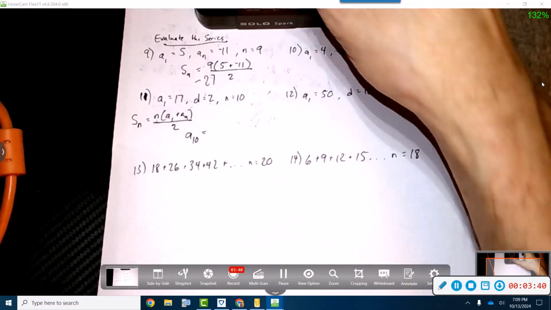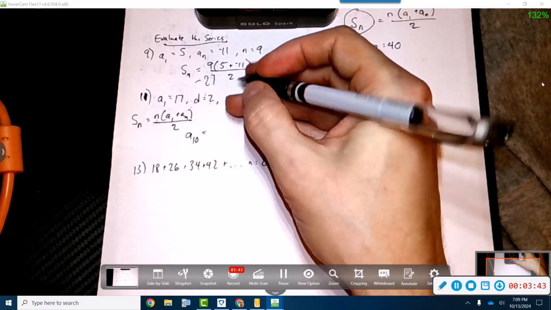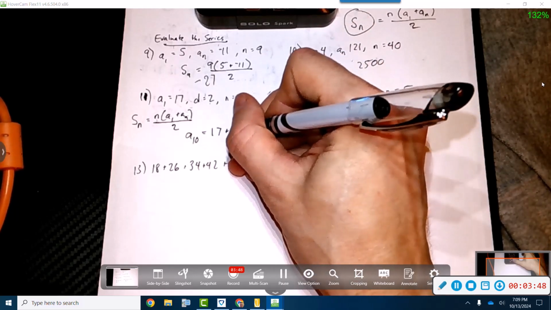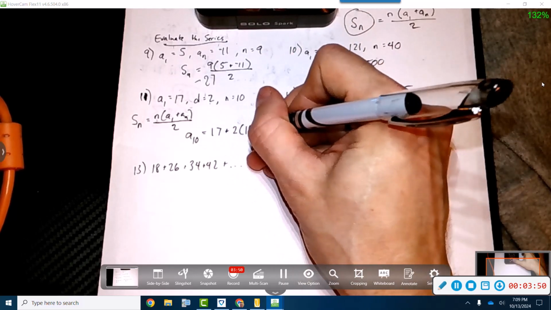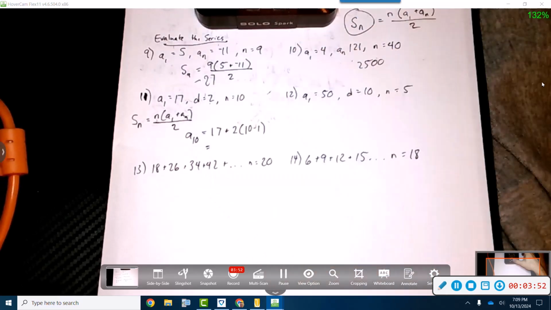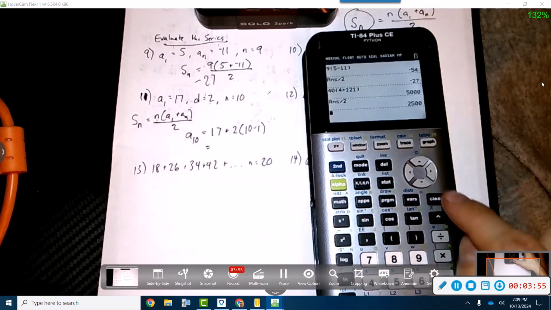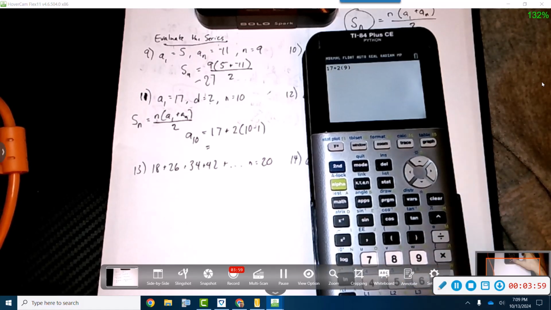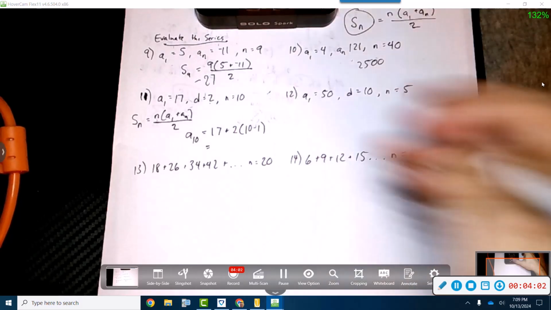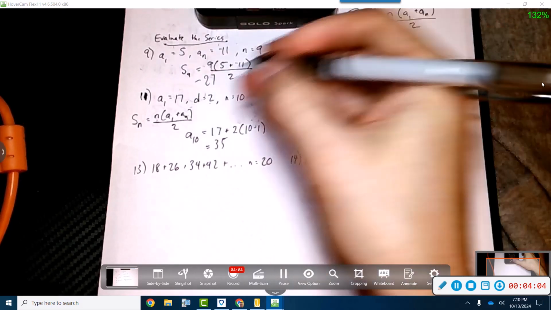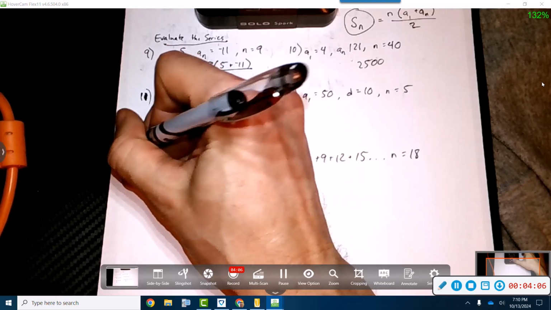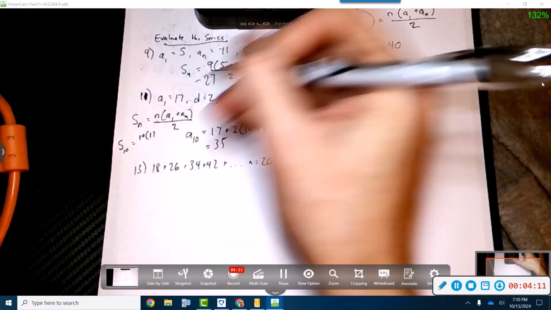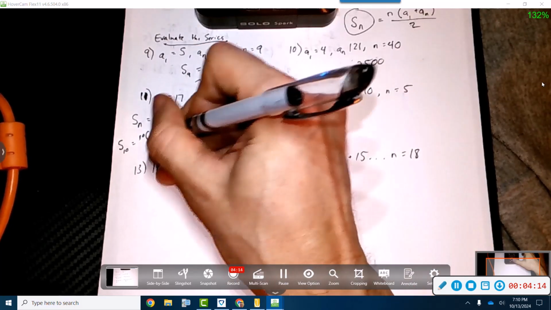Okay? So now I need a sub 10. That formula requires me to start at 17. The common difference is 2. And I need to go 9 more units ahead. So that's 17 plus 2 times 9. That's 35. So this means I now have my formula ready to go. So S sub 10 is 10 times 17 plus 35, over 2.